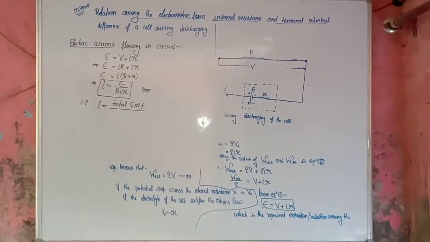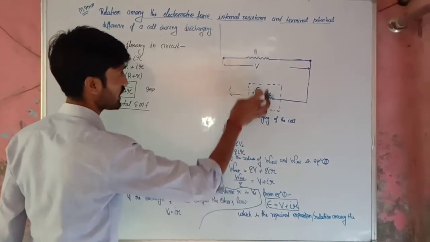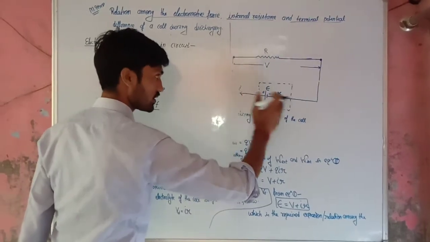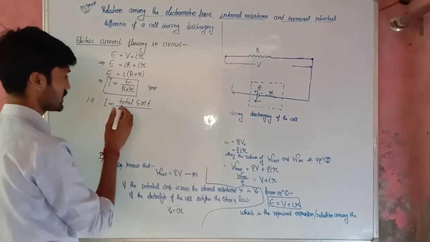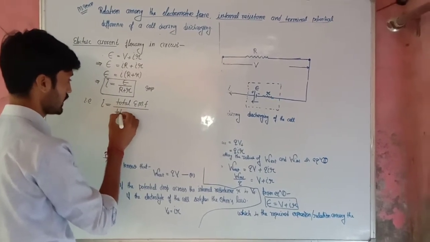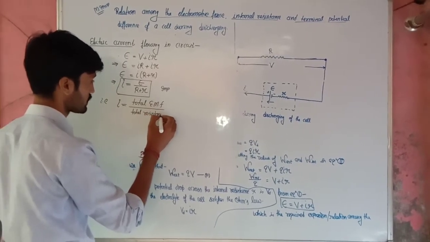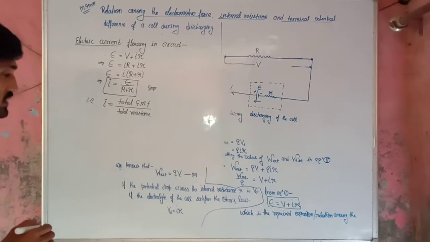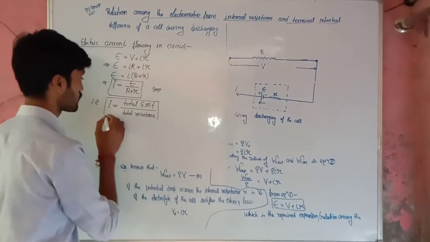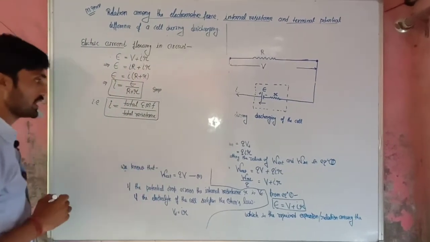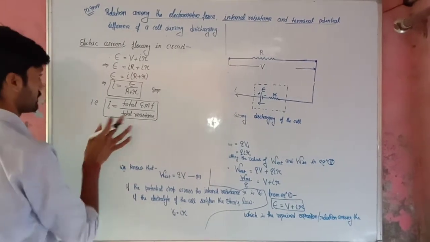And second thing is that both resistances small r and capital R are in series, so this will be the total resistance of the circuit. So this formula will be very useful. Okay, remember these points also.